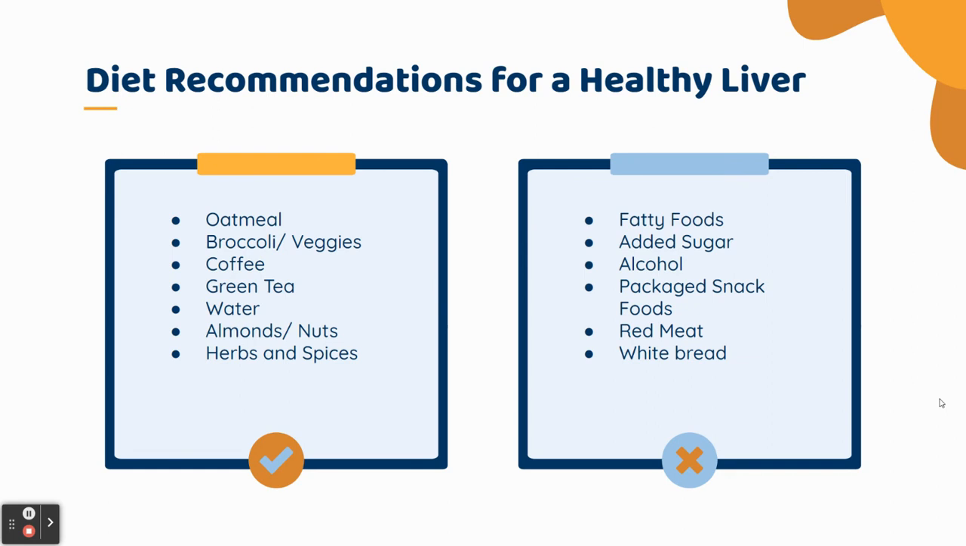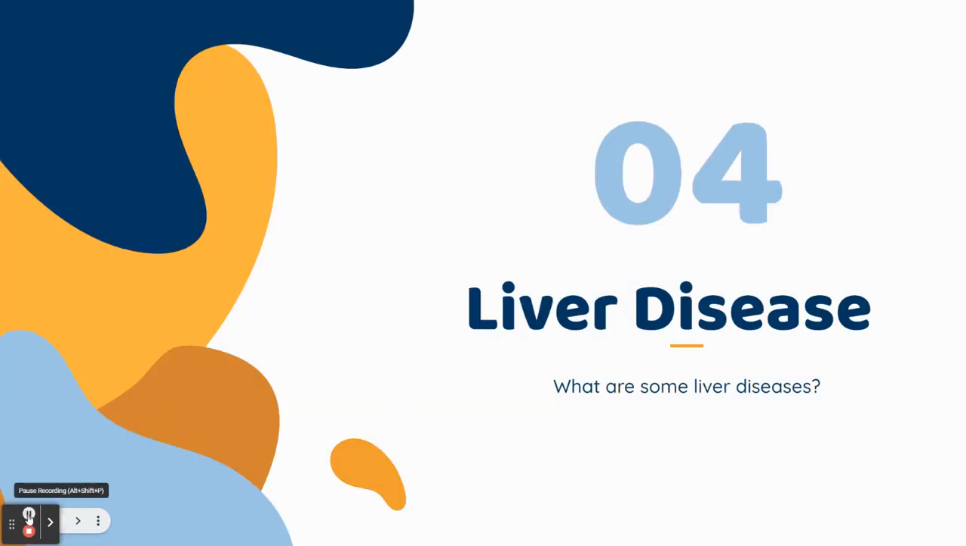Alcohol is one of the most detrimental things to the liver. Drinking too much of this can lead to cirrhosis, which is another type of chronic disease. Other foods to avoid are packaged snack foods, red meat, and white bread. Now, on to our final topic, where we'll be discussing different types of liver diseases.